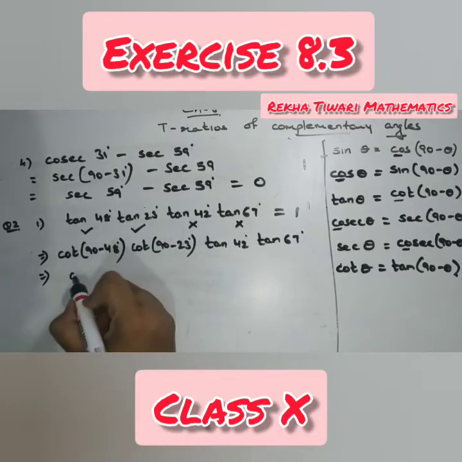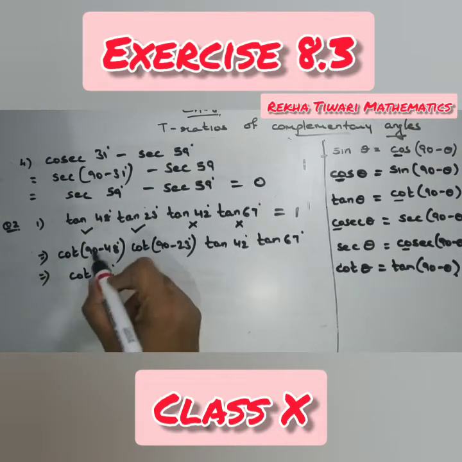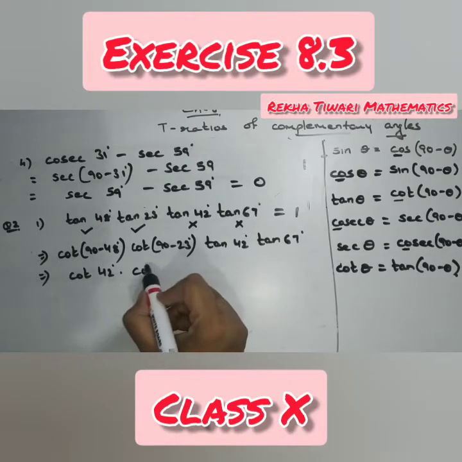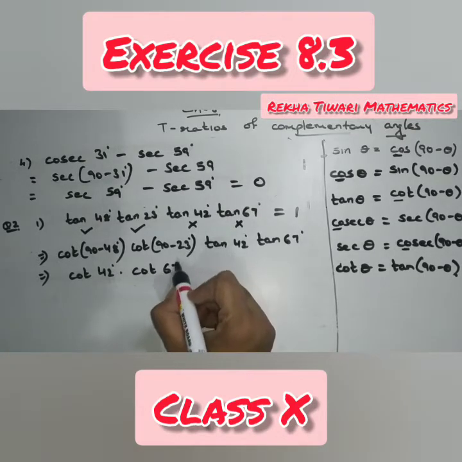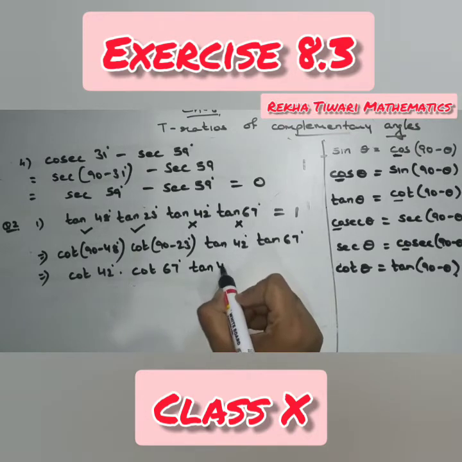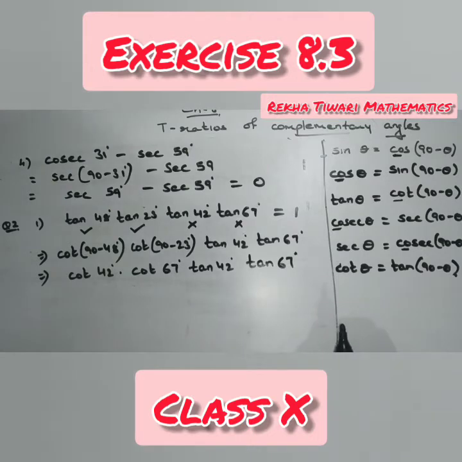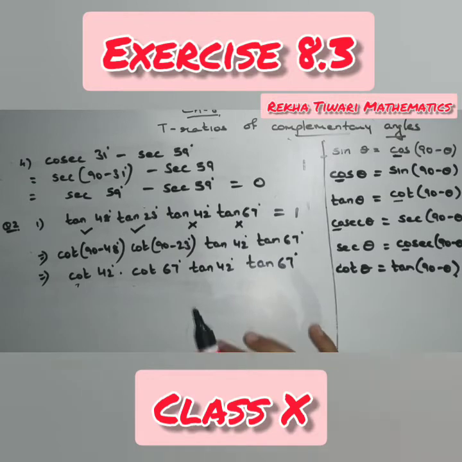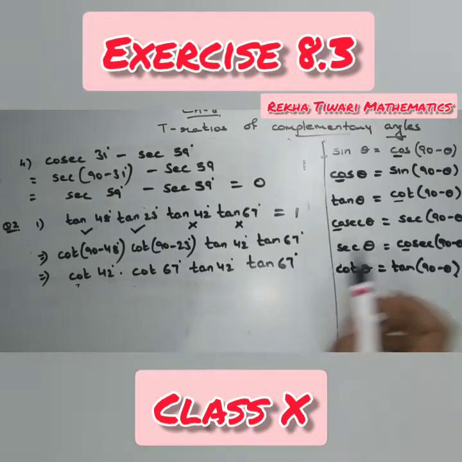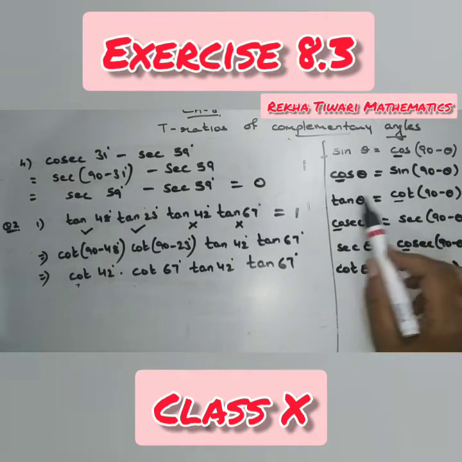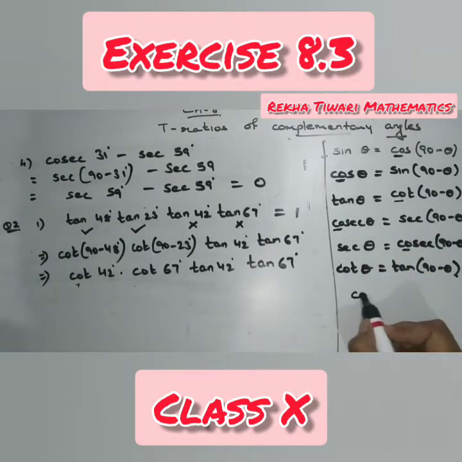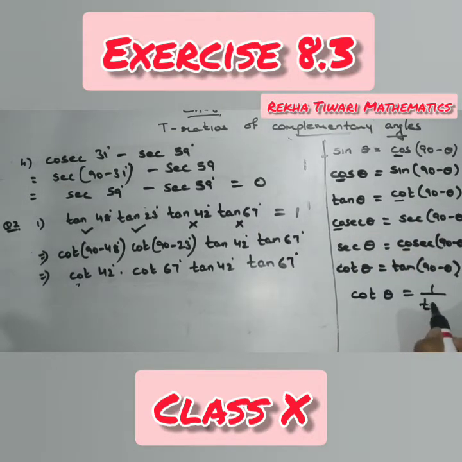This implies, subtract these two, it becomes cot 42 degree, 90 minus 48 into cot 90 minus 23 comes out to be 67 degree, tan 42 degree, tan 67 degree. Now class, you people know this thing that cot theta and tan theta are also the reciprocal of each other. That means they are the complement of each other also and they are the reciprocal of each other also. Cot theta is 1 upon tan theta. We have read this earlier in exercise 8.2, even in 8.1 also.